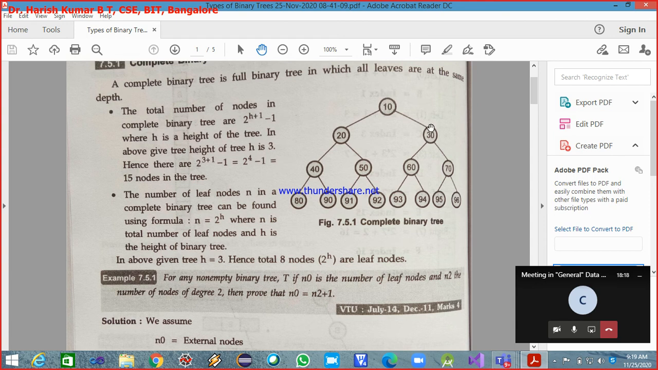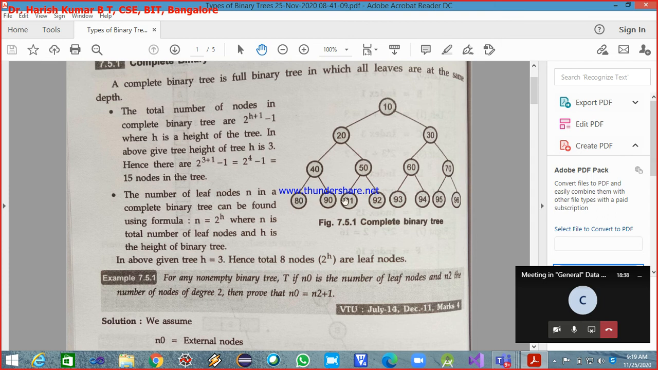Leaf nodes are also called external nodes, and all other nodes except the leaf nodes we can call internal nodes. The total number of leaf nodes or external nodes is equal to the total number of internal nodes plus 1. So just count here.